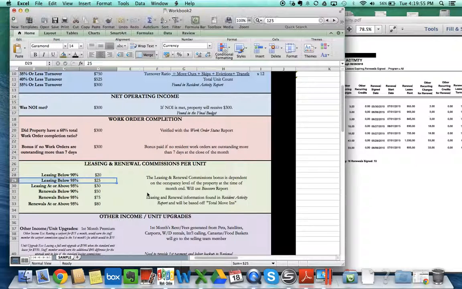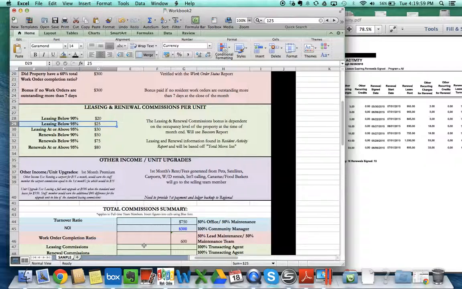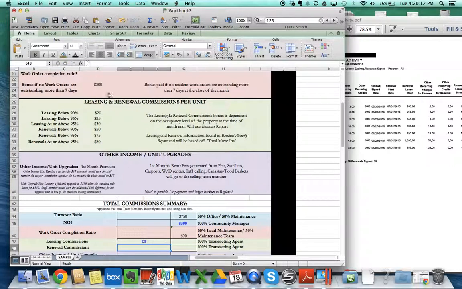So we're going to come over here, and the property is going to have 5 move-ins at $25 because their occupancy was 94%. So 5 times 25 will give us $125 in leasing commissions.